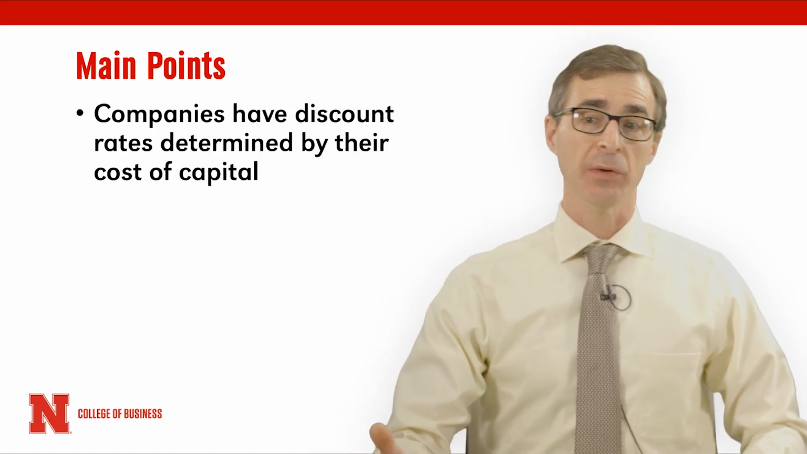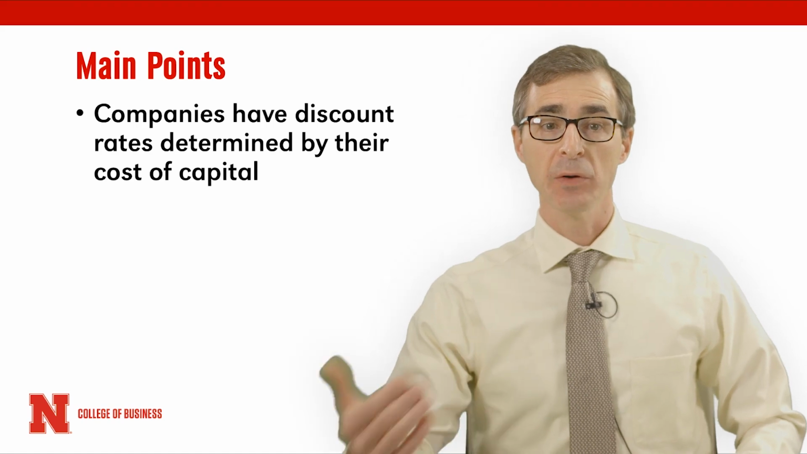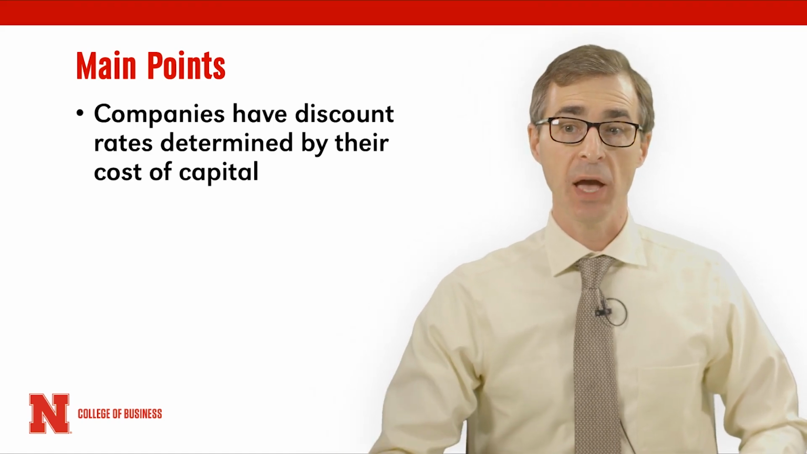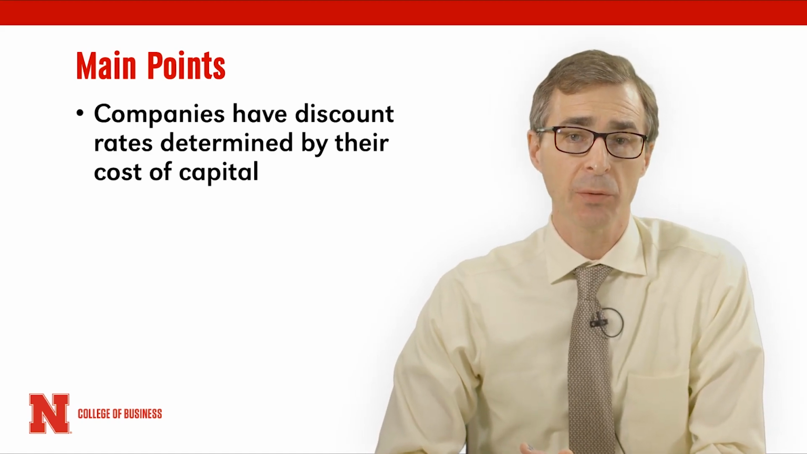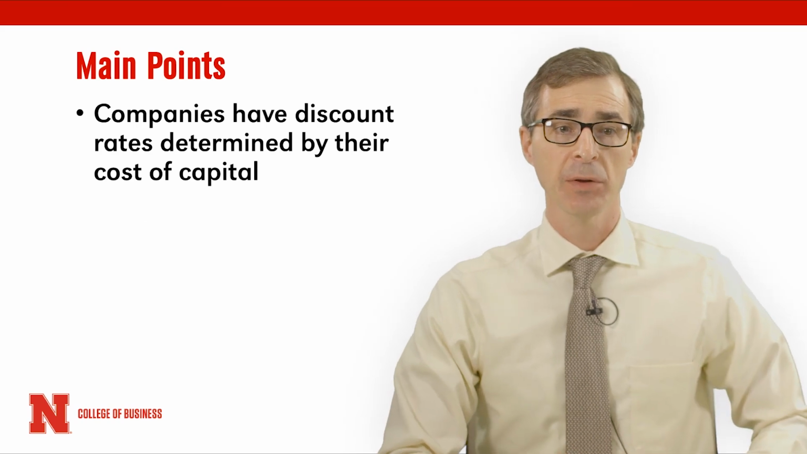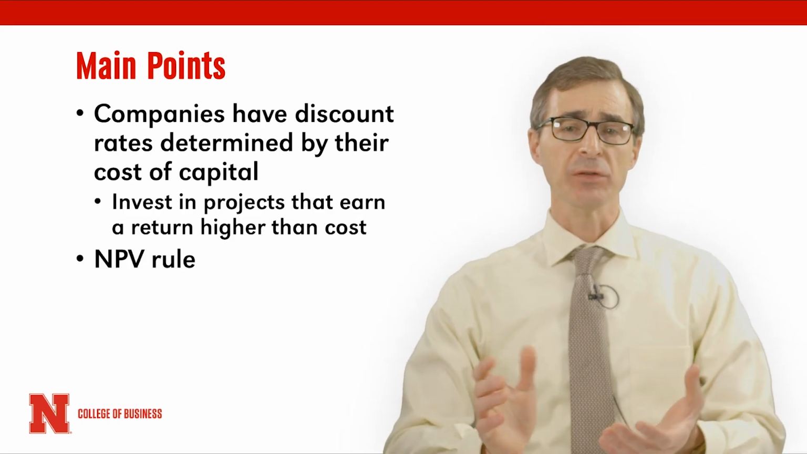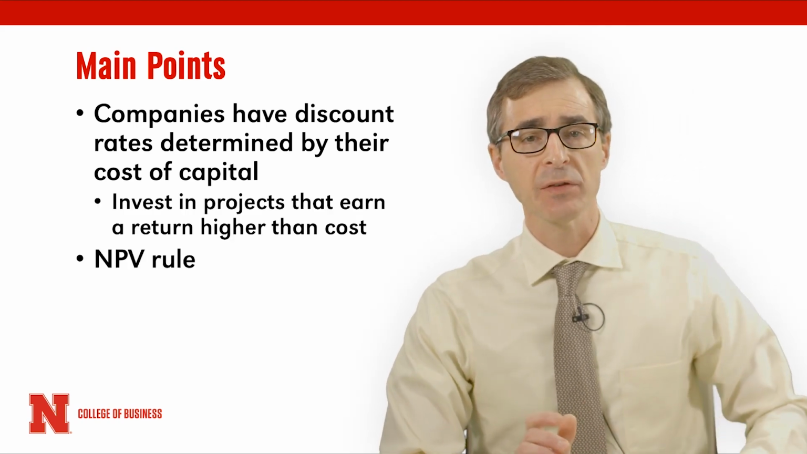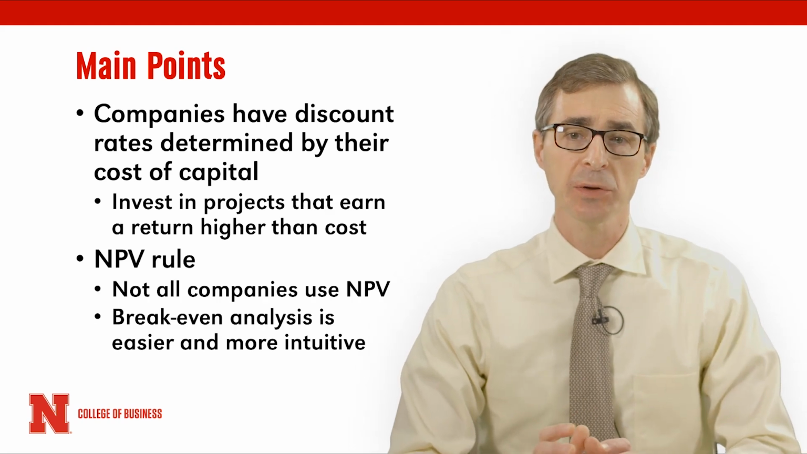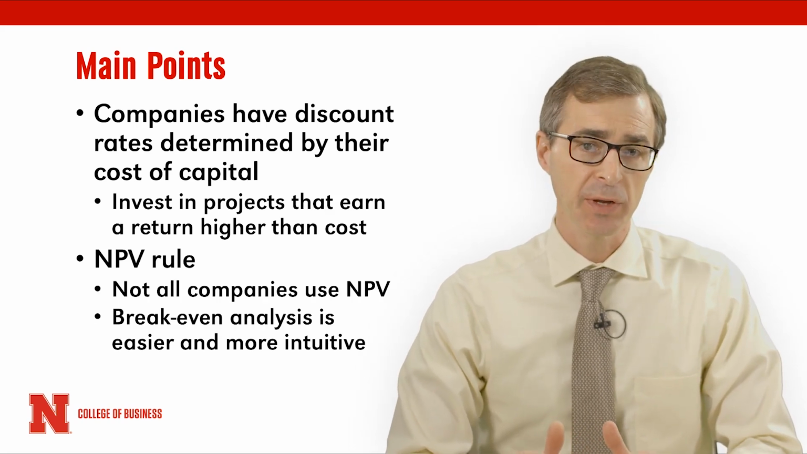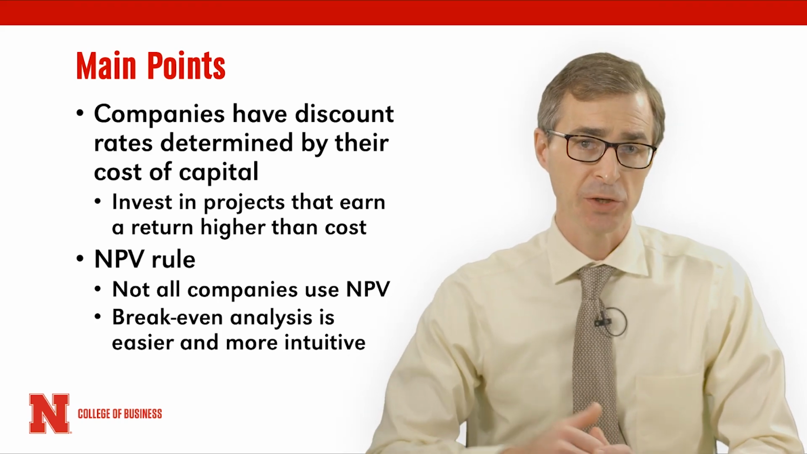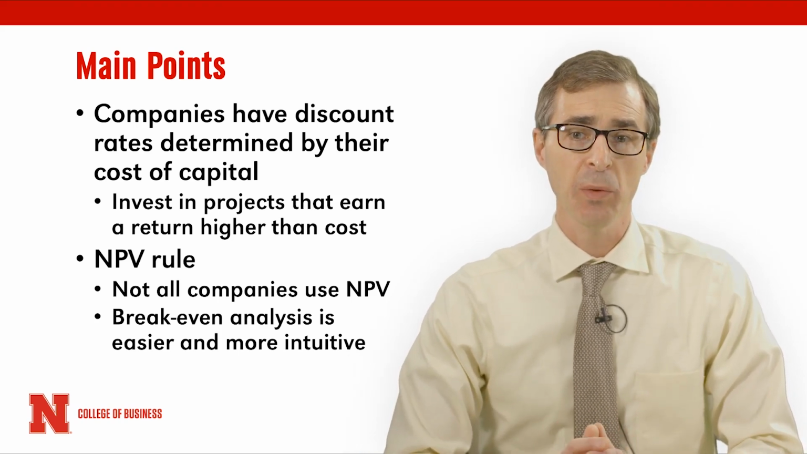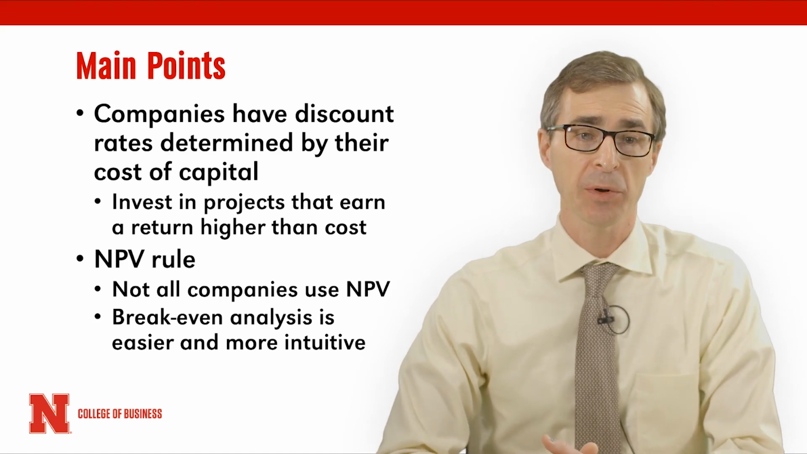Now, companies have discount rates just like individuals, and those companies' discount rates, or costs of capital, vary across companies. And companies should invest only in projects that earn a higher return than their cost of capital. The net present value rule, or NPV rule, states that if the present value of a particular investment or project's cash flow is larger than zero, the project earns an economic profit and generates more wealth. It earns more than its cost of capital.